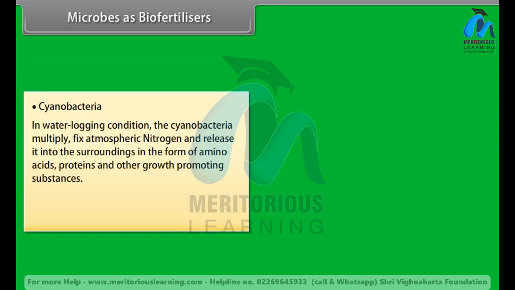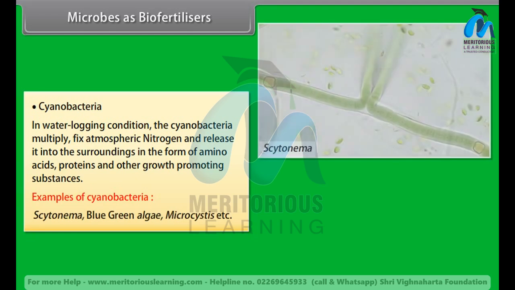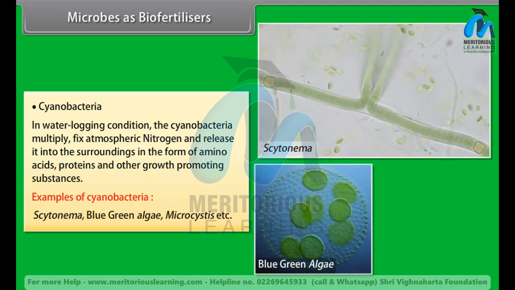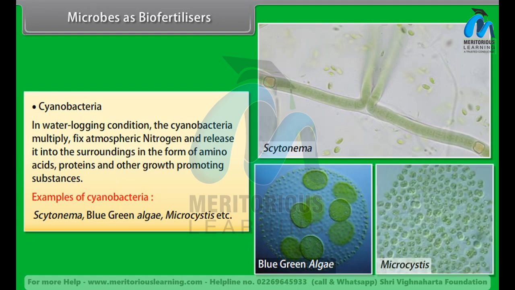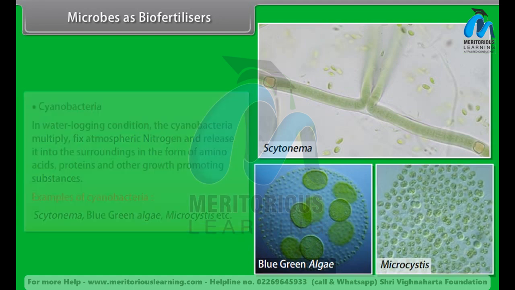Cyanobacteria. In waterlogging condition, the cyanobacteria multiply, fix atmospheric nitrogen and release it into the surroundings in the form of amino acids, proteins, and other growth-promoting substances. Examples of cyanobacteria: Anabaena, Nostoc, blue-green algae, Microcystis, etc.